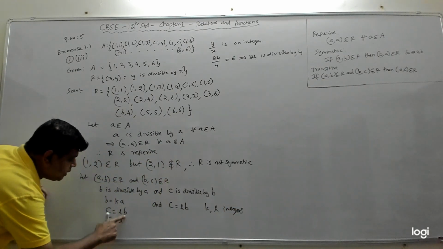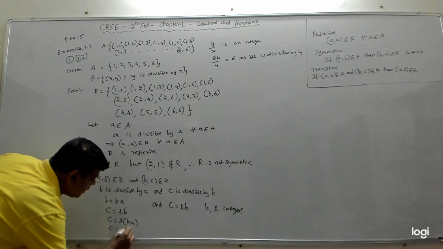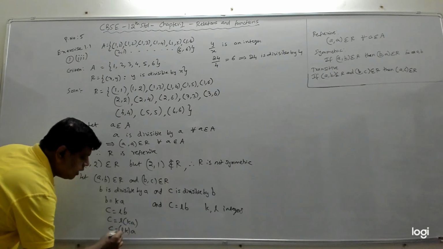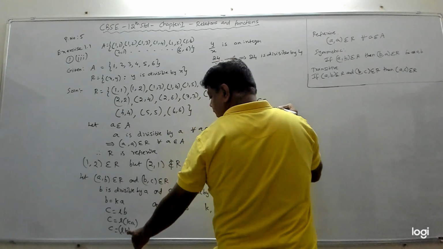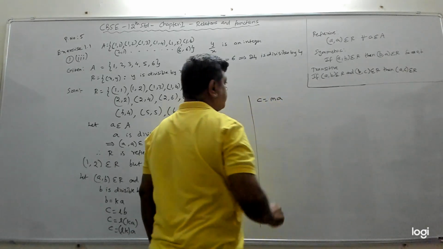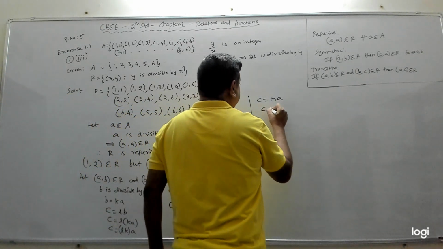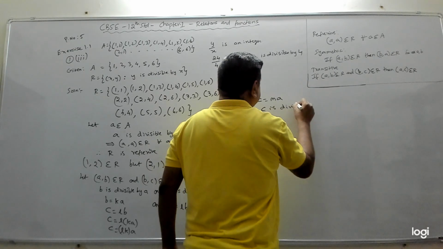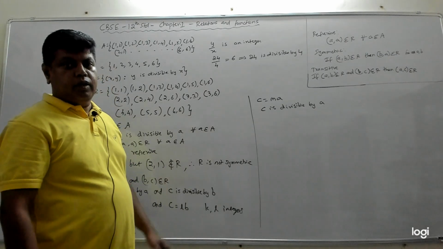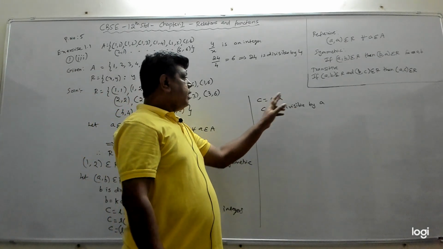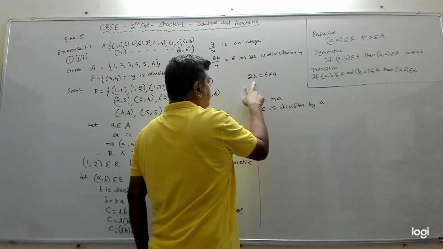Now C is L times B, and B is K times A, so I'll put K times A. Now I get C equal to L times K times A. So I can write LK as some integer M, so C is equal to M times A, which means C is divisible by A. That is the meaning of C equal to MA. If you write 24 as 6 times 4, then 24 is divisible by 4.